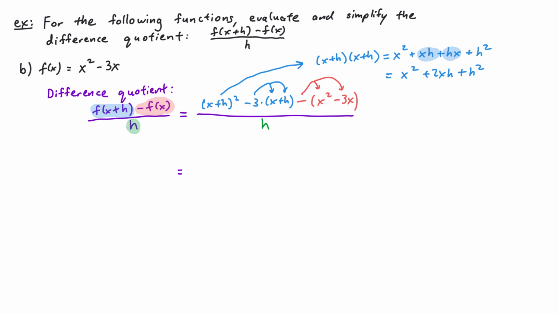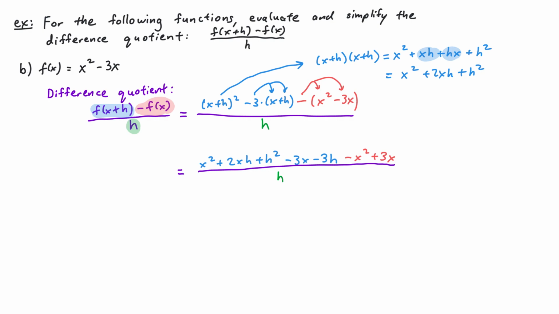So let's go back to our difference quotient and write out our numerator. So the first portion, the x plus h squared, gives us x squared plus 2xh plus h squared. Then distributing the negative 3, we get a minus 3x and minus 3h. And then lastly, distributing the minus sign, we get a minus x squared and a plus 3x. And all of this is divided by h in the denominator.